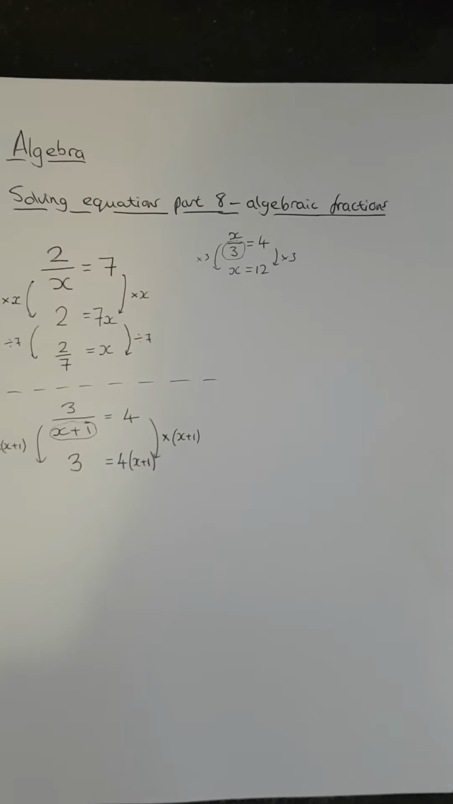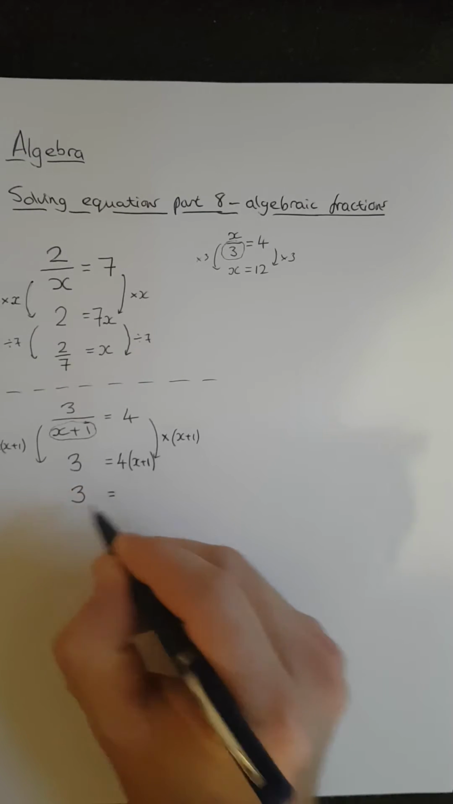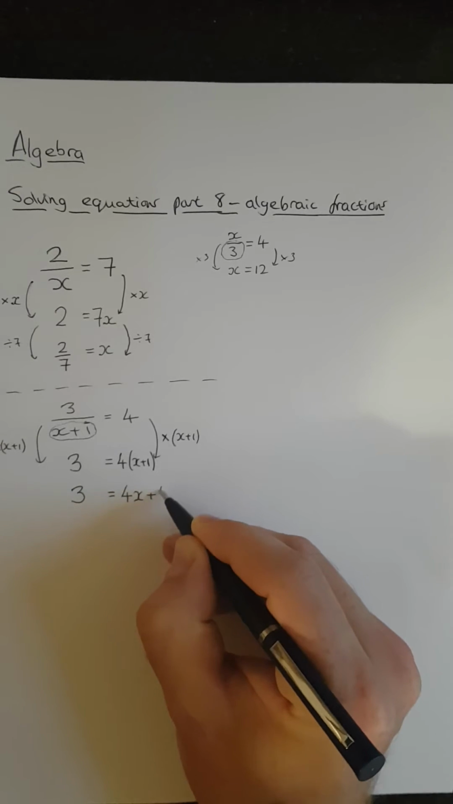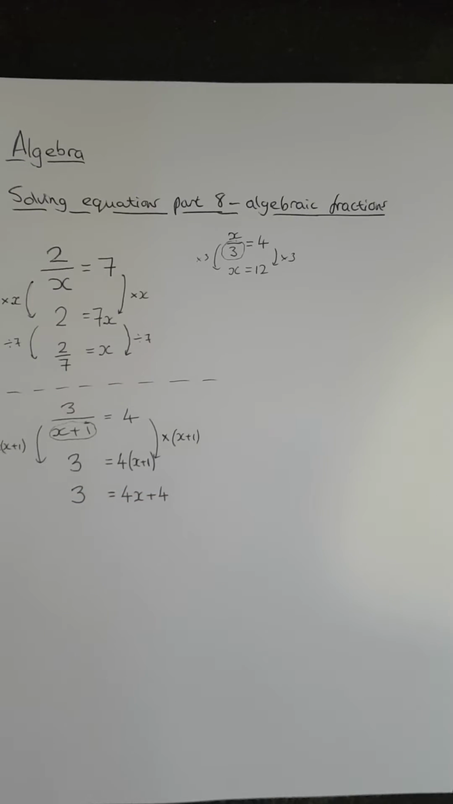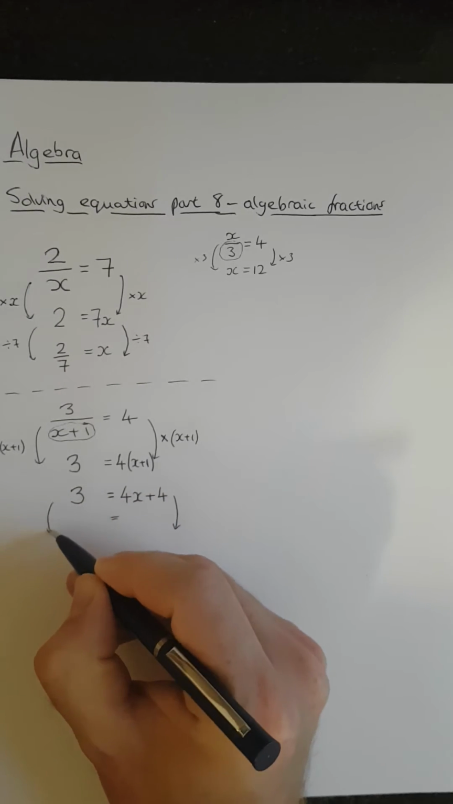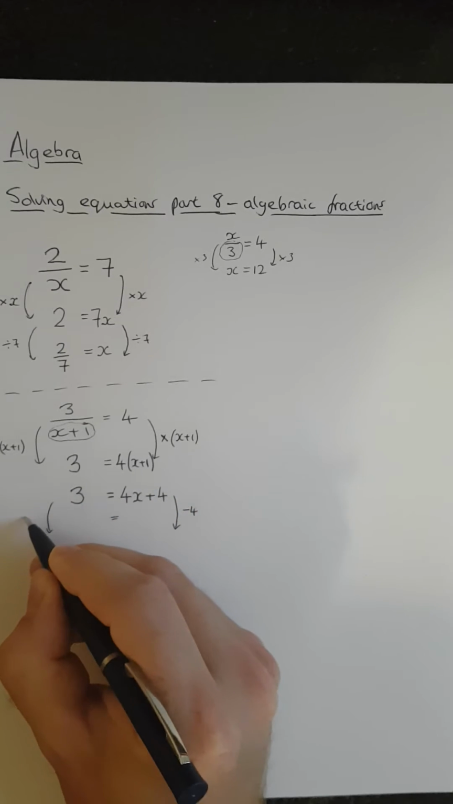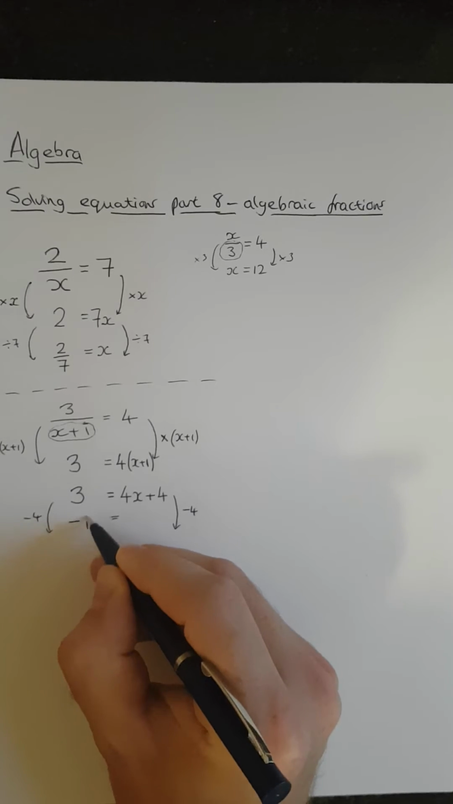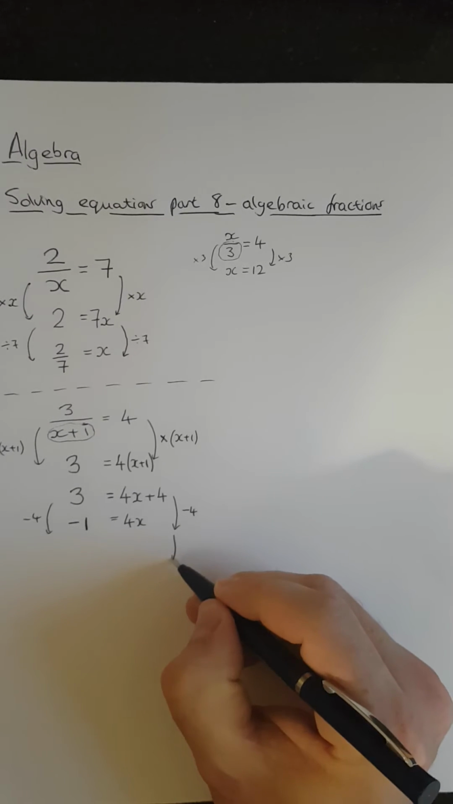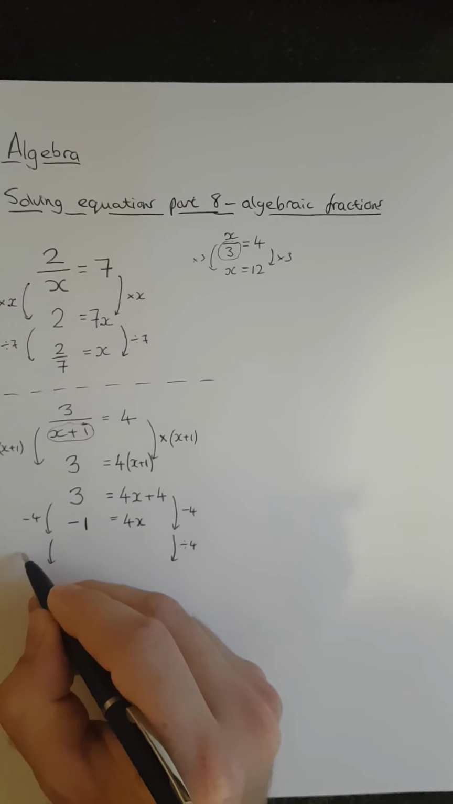Now, we've just removed the issue, which was the fraction. I'm going to now expand the bracket or multiply out the bracket. And then I can go on and solve. That's right, subtract 4. That's right, divide by 4.